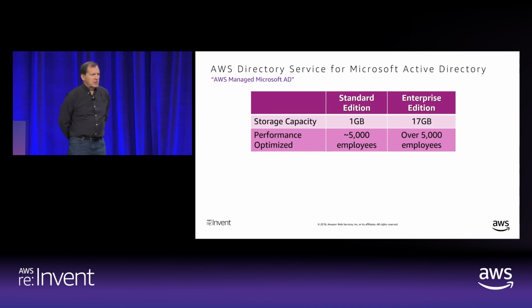There are 2 editions. We have the standard edition, which has 1 GB of storage for the directory information table, or the DIT. The Enterprise Edition has 17 gig. And from a user standpoint, there's no hard limits on this. We don't monitor users or anything like that. But it's approximately about 5,000 employees is the size that you would want to go to with the Standard Edition. And if you have over 5,000 employees, probably the Enterprise Edition.